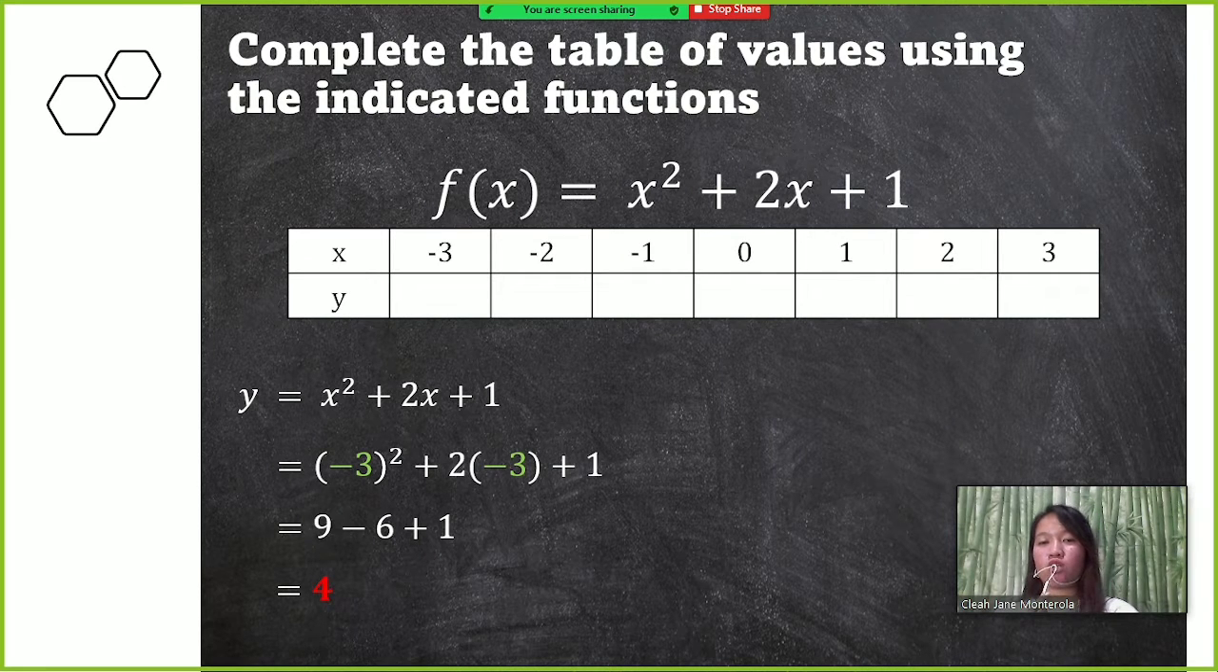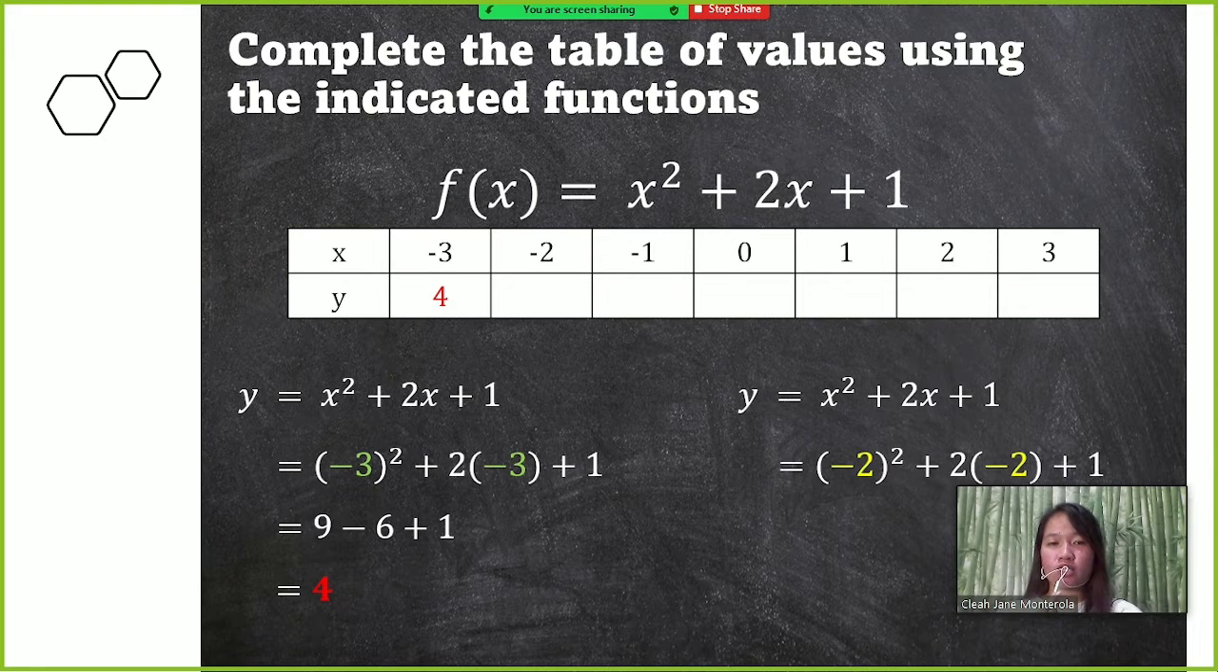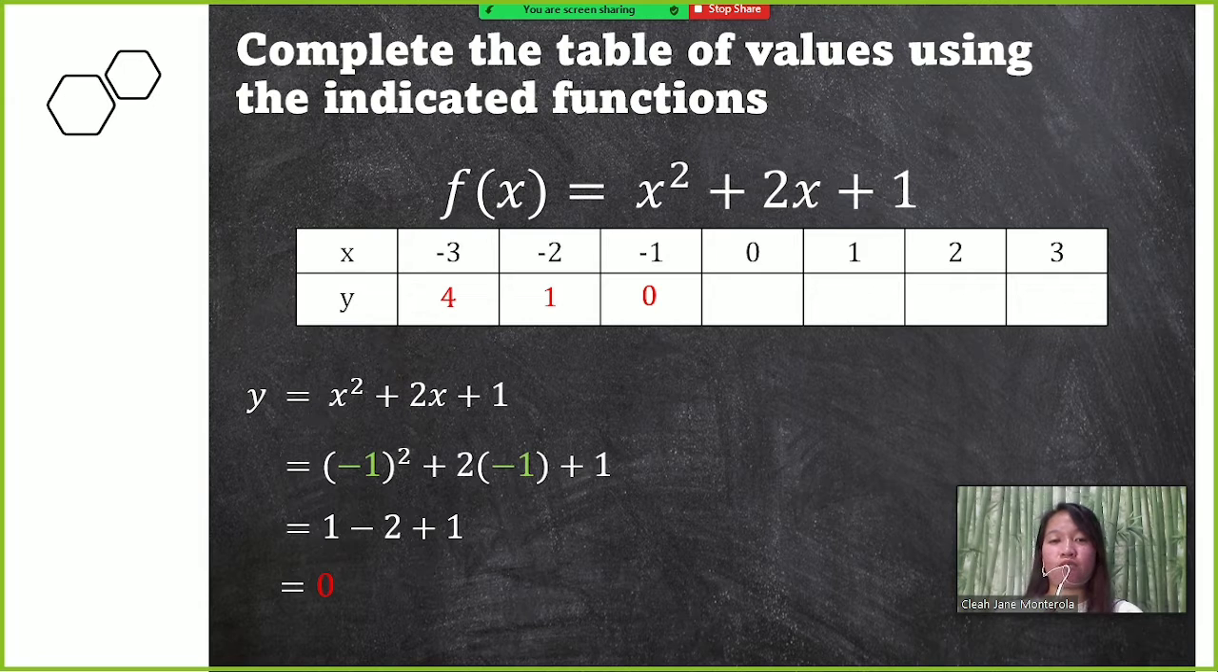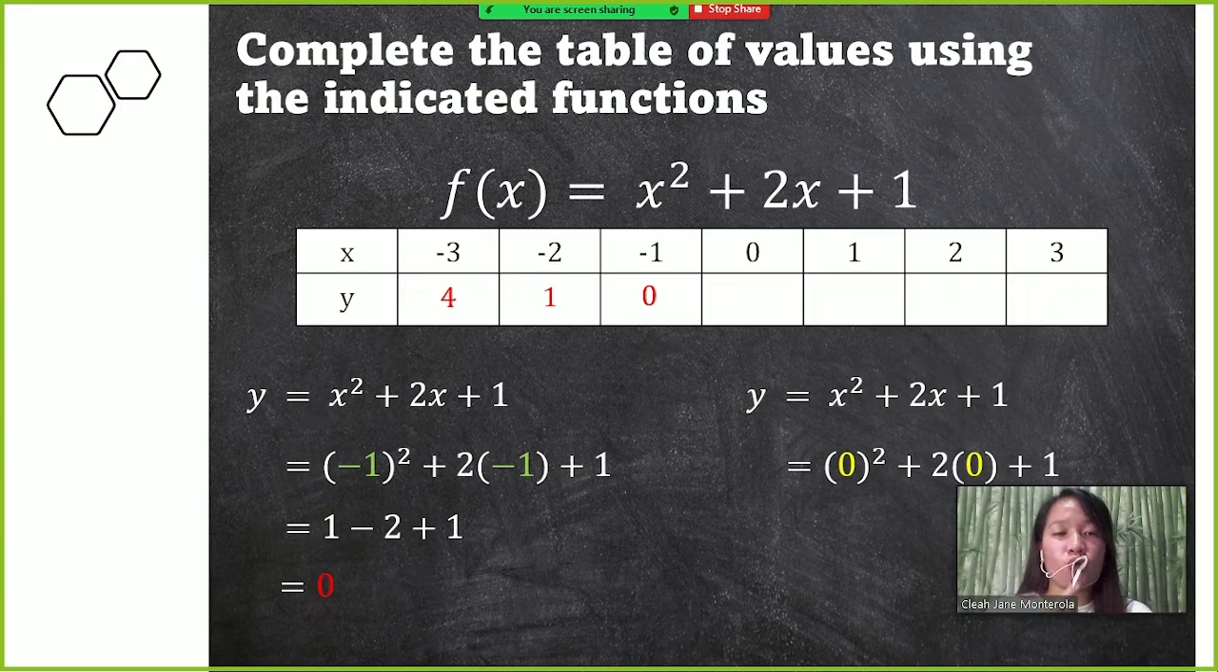So let's put the number 4 in our table. Next is -2. Substitute -2 and simplify, so we have 1. Put 1. Next is negative 1. Substitute -1 squared plus 2 times -1 plus 1. Simplify, so we have 0. Put 0. Next is the x value 0. Simplify, so we have 1.